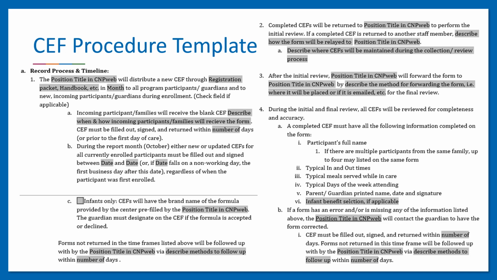Let's take a look at the first step in the procedure. Section A is to determine the record process and timeline. This section includes how and when families will receive the CEF form, when the form will be distributed, how missing forms will be handled, when complete forms are submitted, who is responsible for reviewing them, and when the review will occur, and how errors will be handled if found during reviewing the form.